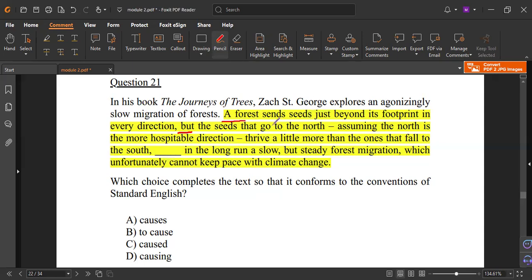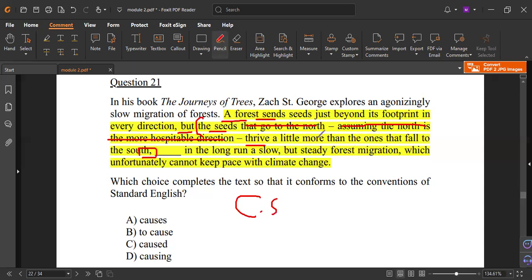So for the subject and the verb, remember, we test you here, so you must focus on the second clause. Now, seeds that go to the north. Look, I am looking for the subject because of all of these verbs. So seeds that go into the north, and then non-essential information between two dashes, delete. So seeds thrive a little more than the ones that fall to the south, comma.